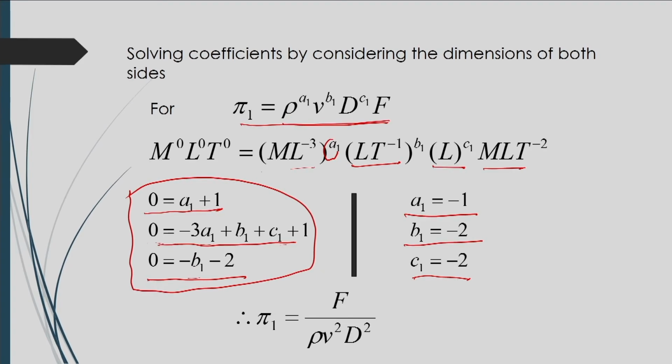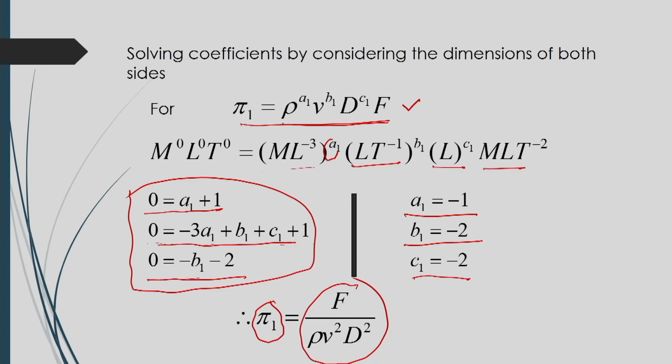So, in this case, if you substitute that a1, b1 and c1 in this equation and rearrange this, you will see that this pi 1 will be f by rho v square d square. You just check it and substitute all the dimensions here, you will see this pi 1 will not have any dimensions. So, this is simply a dimensionless group. Now, this pi 1 is simply f by rho v square d square.